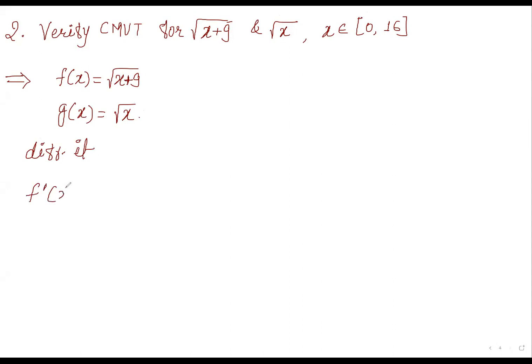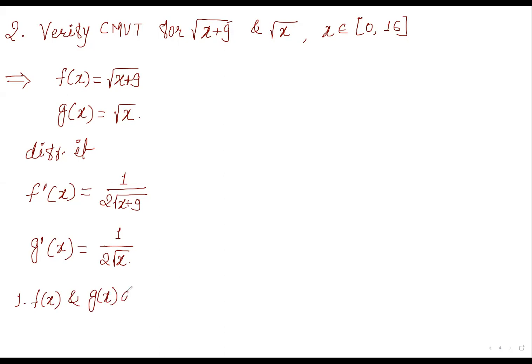Then f dash of x is equal to 1 upon 2 into root x plus 9 and g dash of x is equal to 1 divided by 2 into root x. Okay. Now here we can say that f of x and g of x are continuous in the interval a to b, that is 0 to 16.